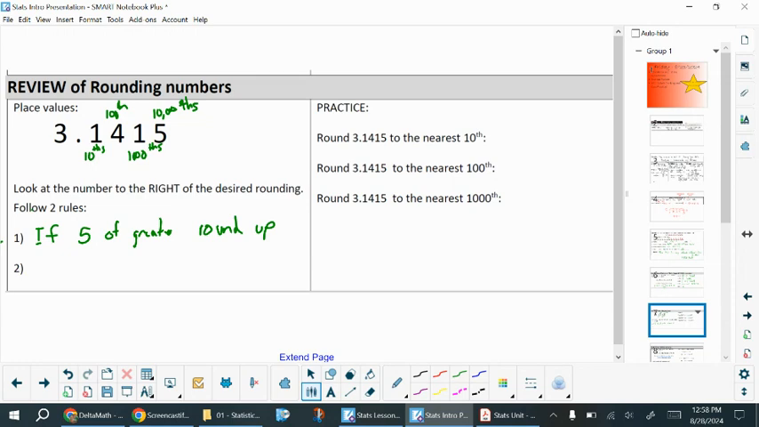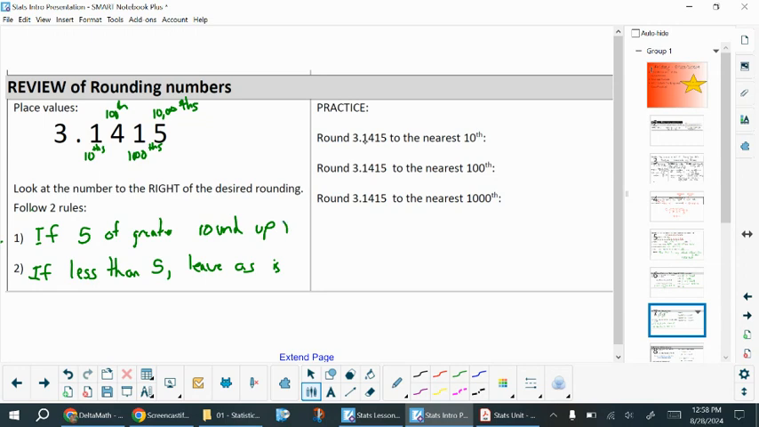If it is less than 5, leave it alone. And that we're talking about the digit we're rounding to. So if I'm rounding to the tenths, I'm talking about the 1 there. So let's go ahead and do that really, really quick here.